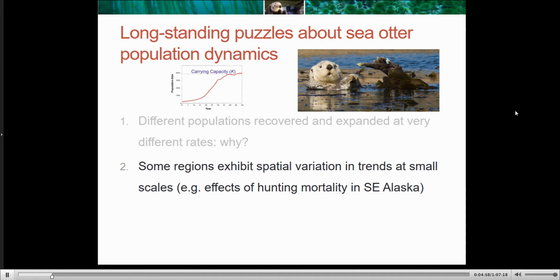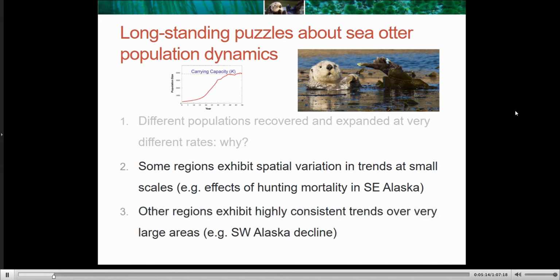Another puzzle corresponds to the things we've seen more recently. In some regions we've seen a lot of spatial variation in trends at relatively small scales. We've also seen effects of mortality events that seem to be reflected at very small scales. But in other areas, such as Southwest Alaska, we saw very rapid and continuous decline occur over a really huge geographic range. So other regions seem to exhibit highly consistent trends over big scales, while other regions show highly variable trends at small scales. And so again, this was a puzzle as to what was causing this disjunct.